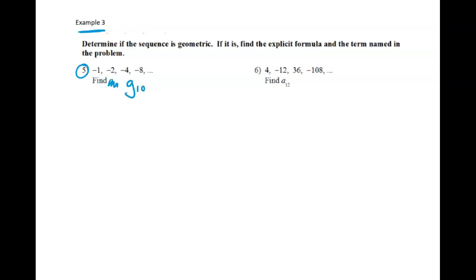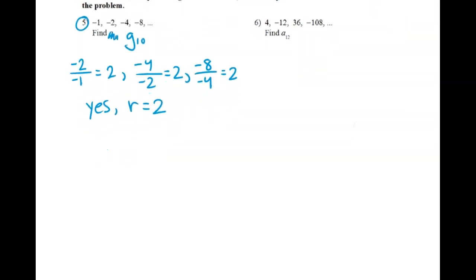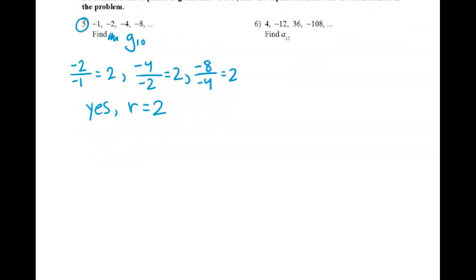Looking at this, negative 2 over negative 1 is 2. Negative 4 over negative 2 is also 2. And negative 8 over negative 4 is 2. So yes, it's geometric, and r equals 2. Then if we find the explicit formula, g sub n, what's our first term? Negative 1. So g sub n is negative 1 times our r, which is 2, to the power of n minus 1.